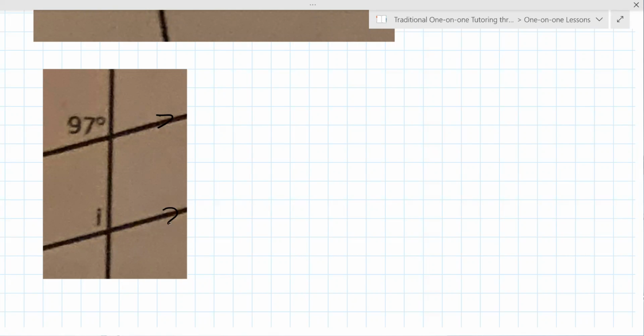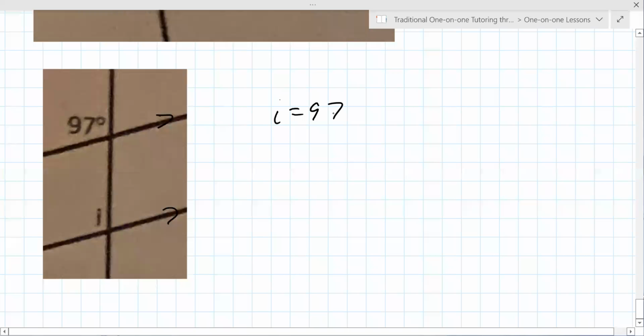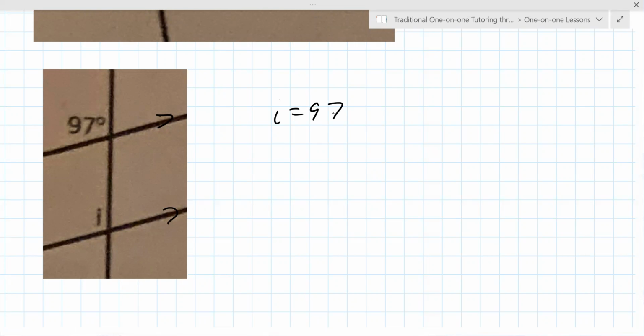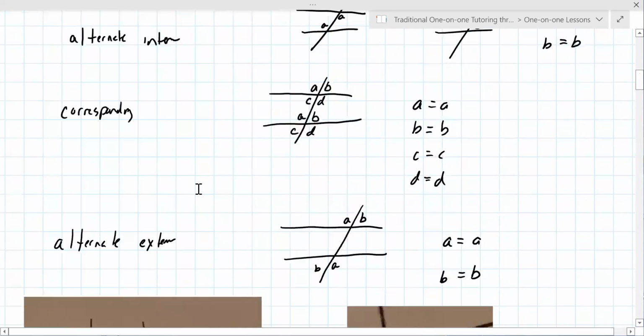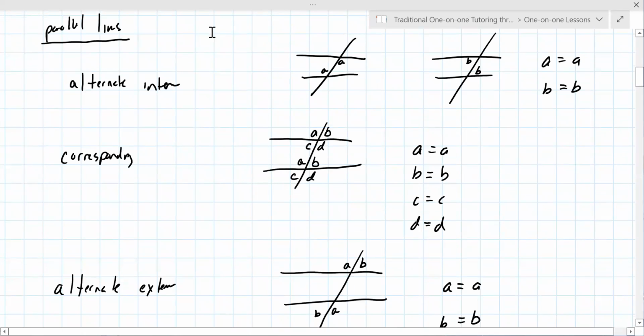Like, well, actually I is the same as 97 because it's, is it the same one that we just did? Linear pair? It is not a linear pair. They're not on the same line. They're parallel lines. You've got to go back to your parallel lines collection of stuff. Here are the parallel lines ones. It's one of these three.